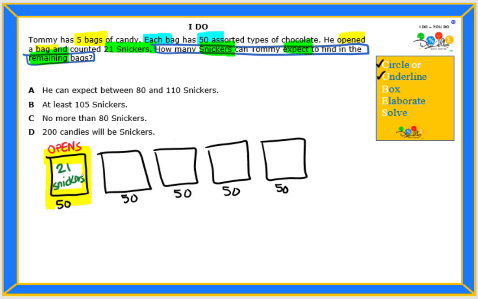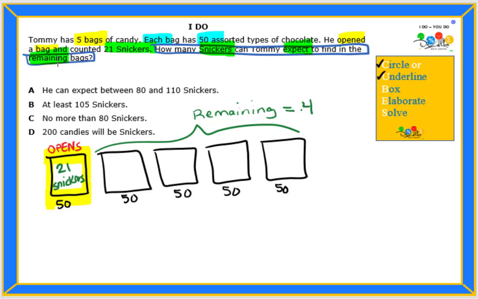So the question says, how many Snickers can he expect to find in the remaining bags? So the remaining bags are the ones that he has not opened, because he opened this one, but these right here are still closed. So these are the remaining bags. How many bags were remaining after he opened one bag? Yes, 4 bags were remaining. Now in those bags, we are going to try to figure out how many Snickers candies we would find.